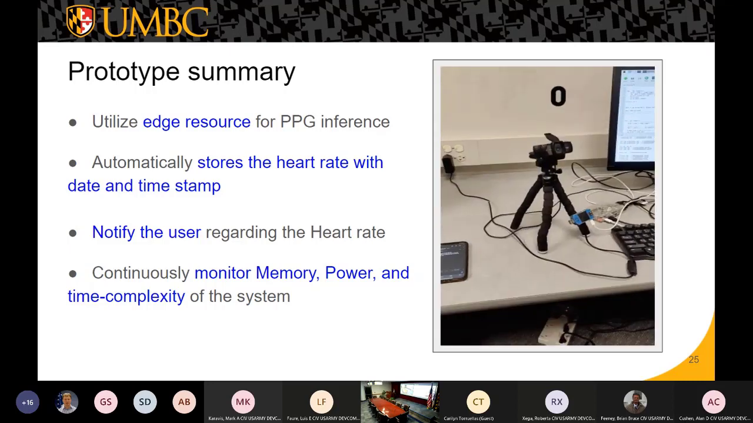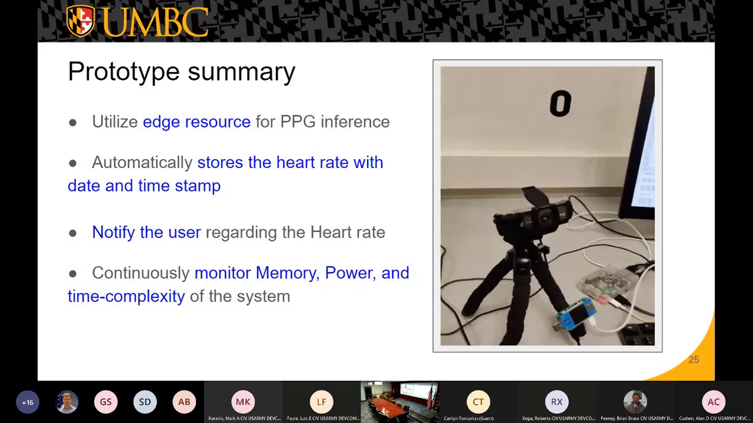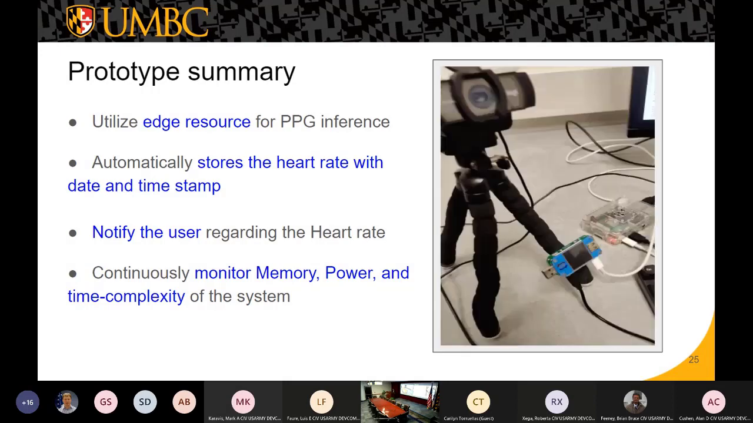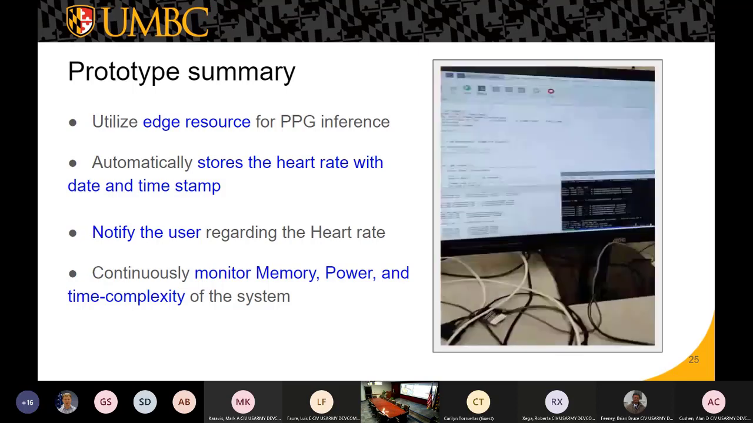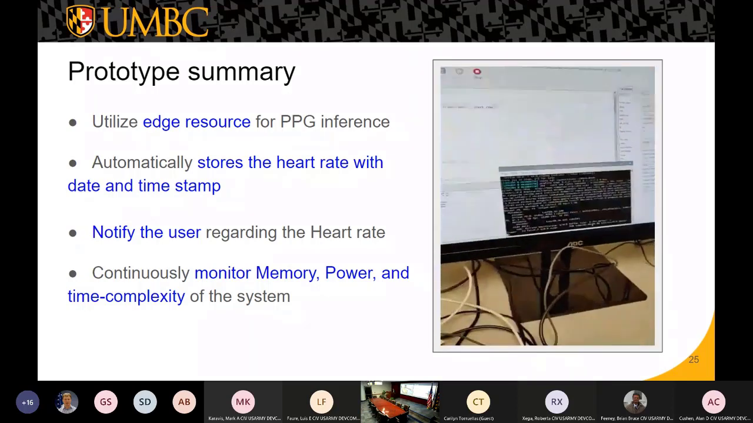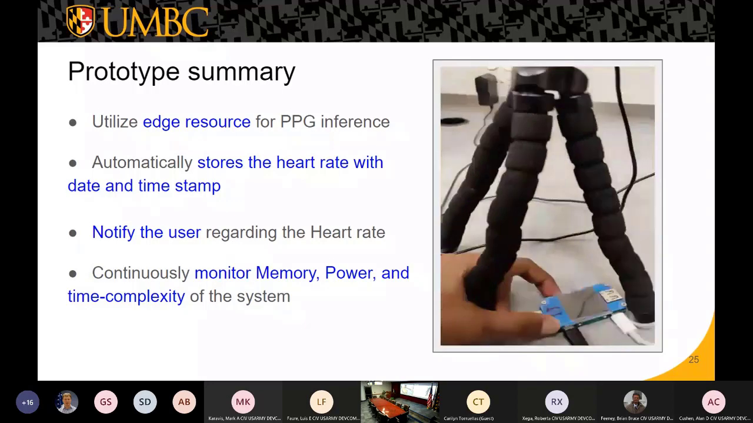Oh, it works. It's the slow government internet. So you can see the cameras. Those are the devices. The person is working on his laptop, not minding what's going on.